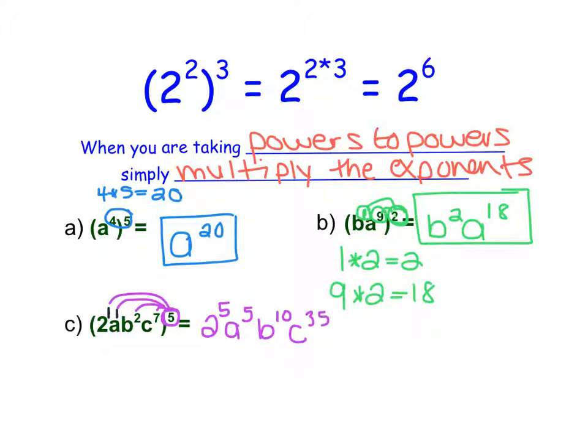Now my last piece here is because this is a numerical number, I can actually simplify that out. So 2 raised to the power of 5 in my calculator gives me 32. So I can write 32, a to the power of 5, b to the 10th, c to the power of 35.